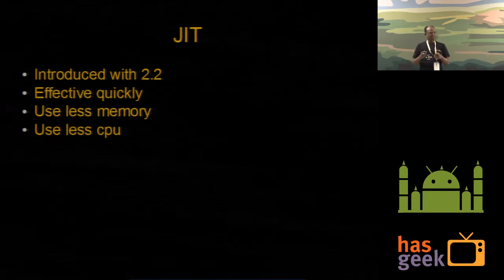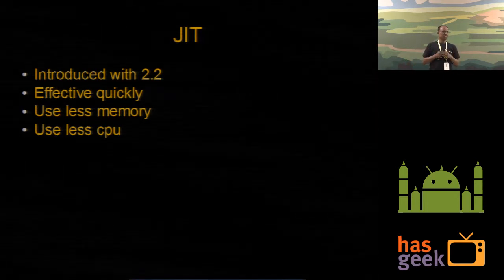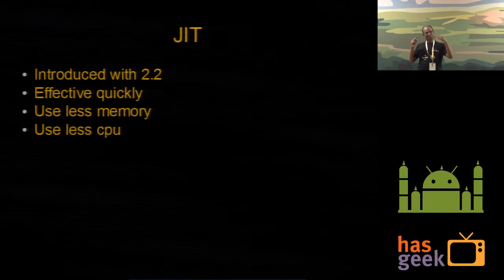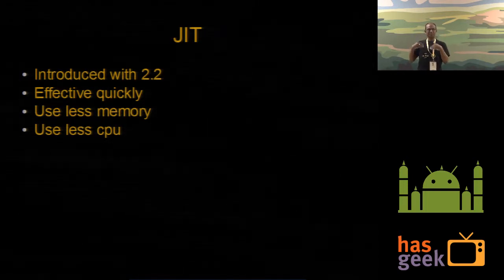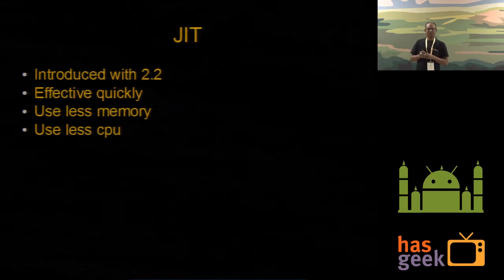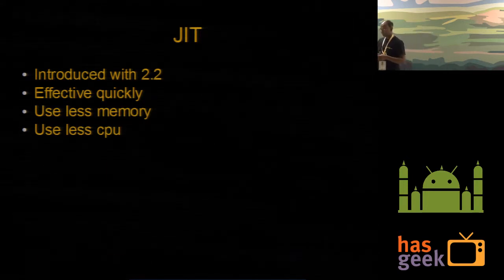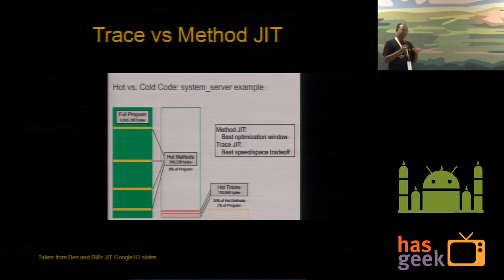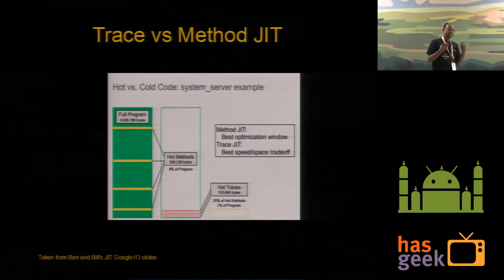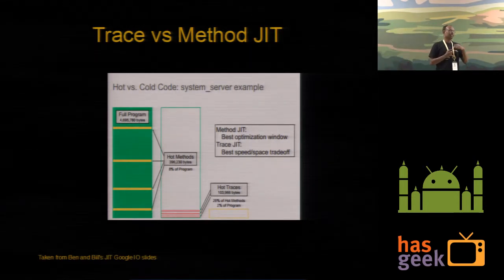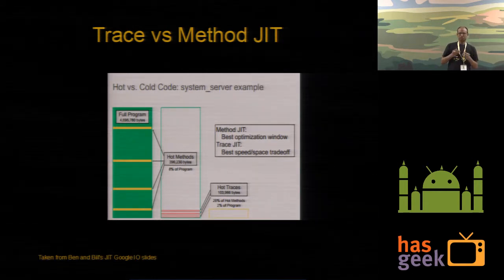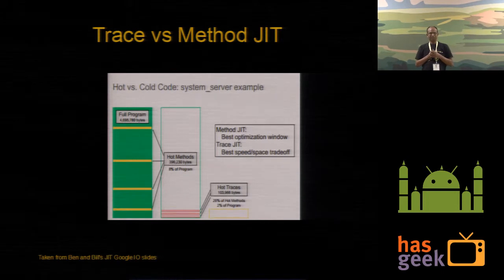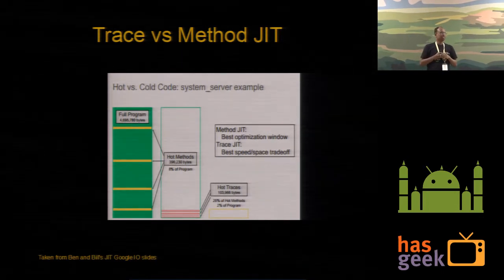And memory is a constraint. It should not be using too much memory. And of course, they should be very careful about how much is really compiled into native code as such. So when they were looking at which JIT they should use, they came up with the two traditional JITs that are apparently used much. One of them is the trace JIT, and the other one is the method JIT.